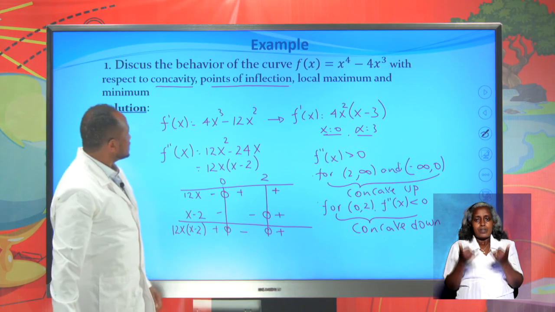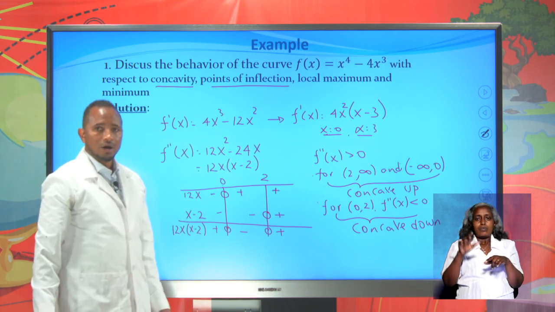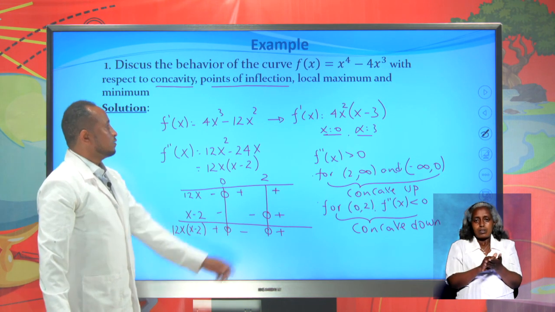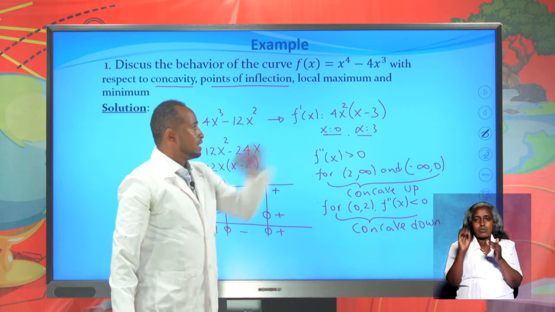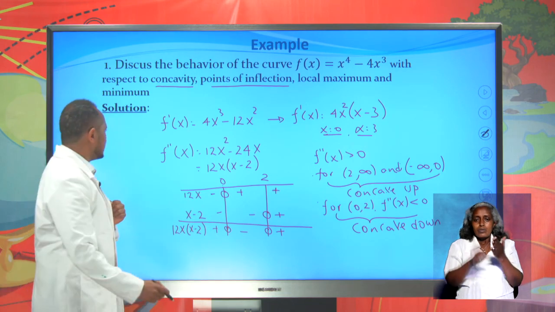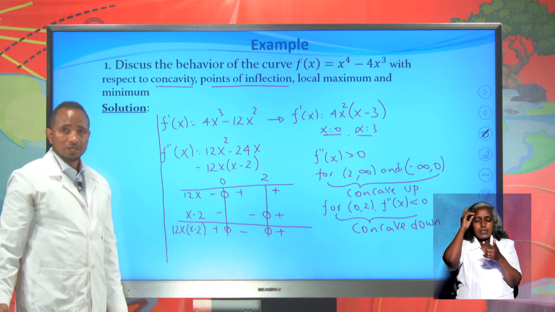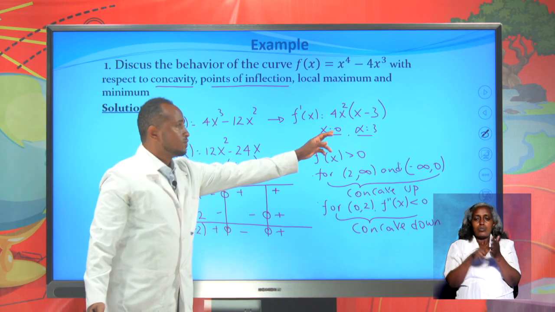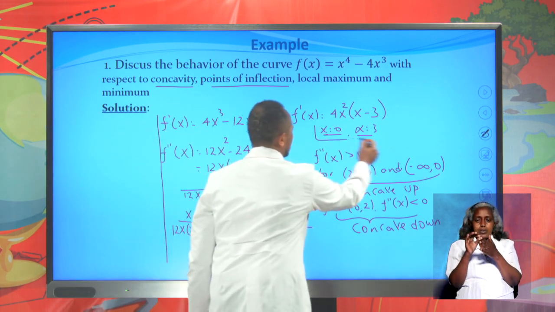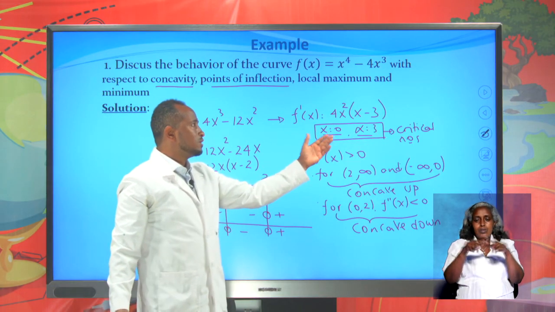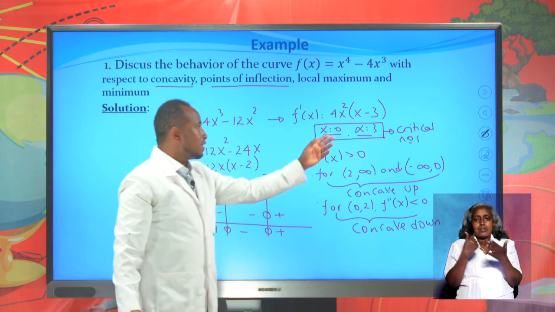Okay. Now, what remains is we need to find the local maximum and local minimum values or points. So, to find that, we have the critical numbers x equals 0 and x equals 3. These are the critical numbers. We can check whether they are local max or local min using the first derivative test. But let's use the second derivative test now.